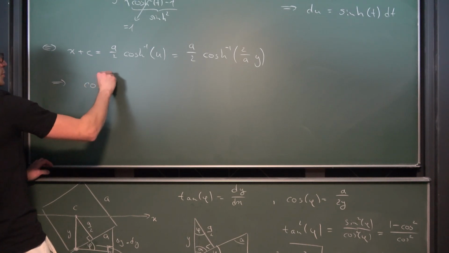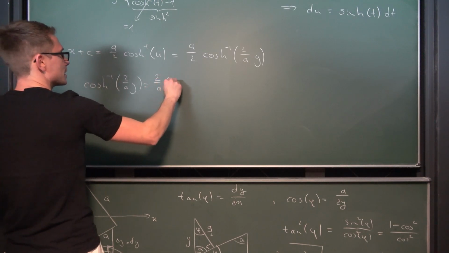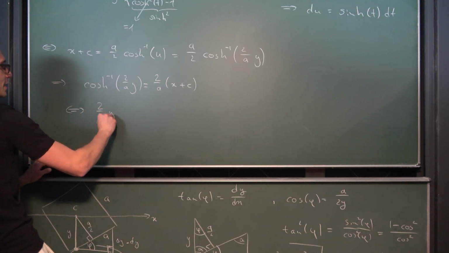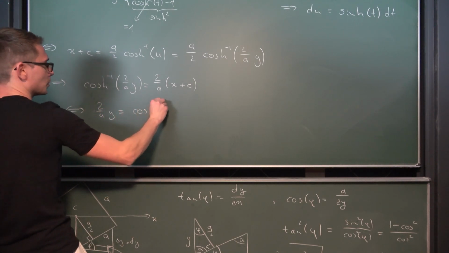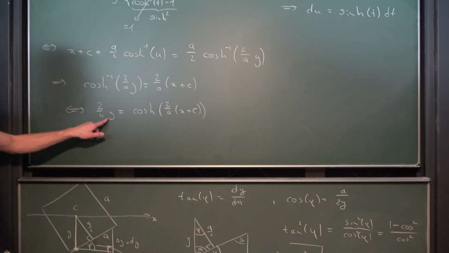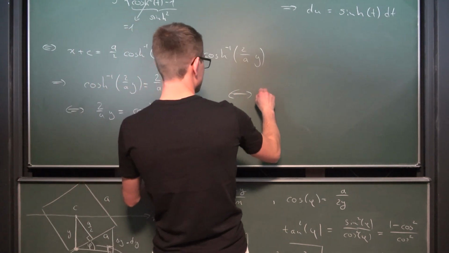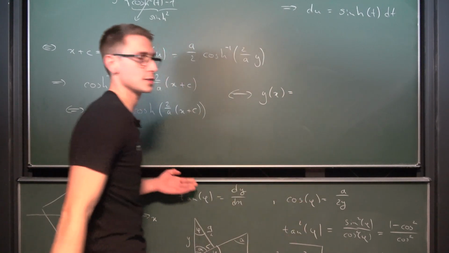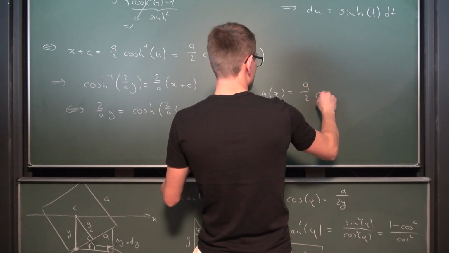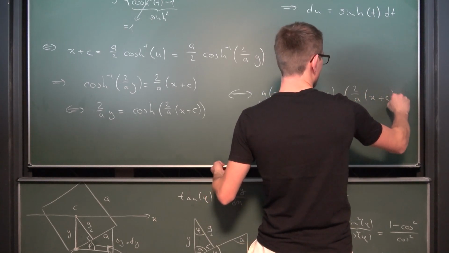So we get that the inverse cosh of 2 over a times y is nothing other than 2 over a times x plus c. By applying the cosh on both sides, we are going to get that 2 over a times y is equal to the hyperbolic cosine of 2 over a times x plus c. And now we are going to multiply both sides by a over 2. We are going to get that y of x, the path which describes our road that we can bump over, is equal to a divided by 2 times the hyperbolic cosine of 2 divided by a times x plus c.